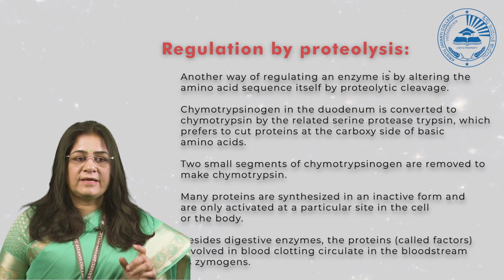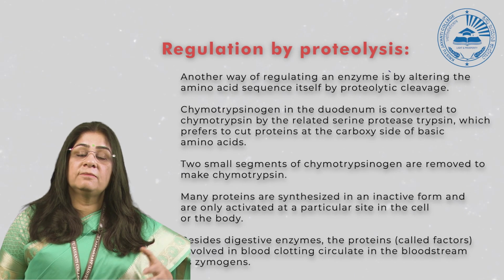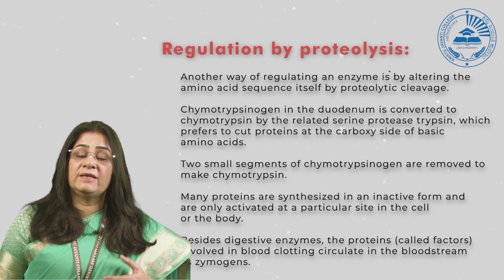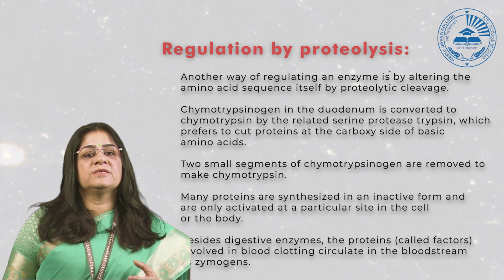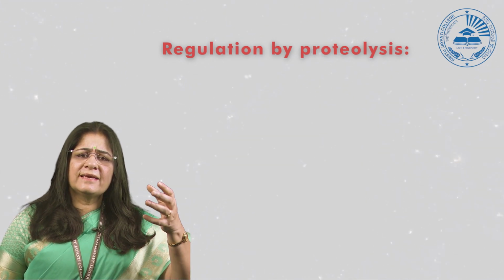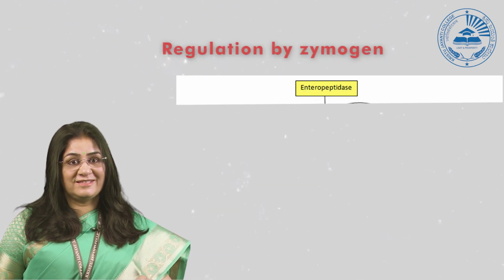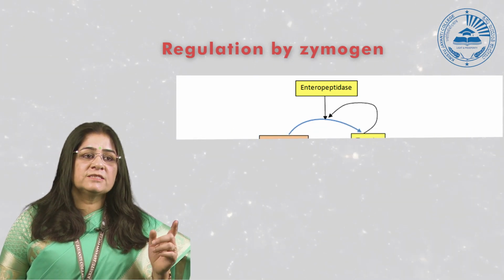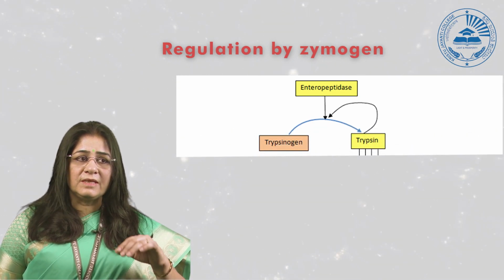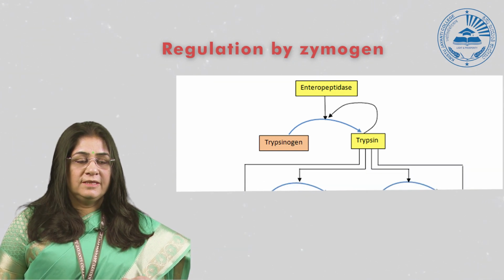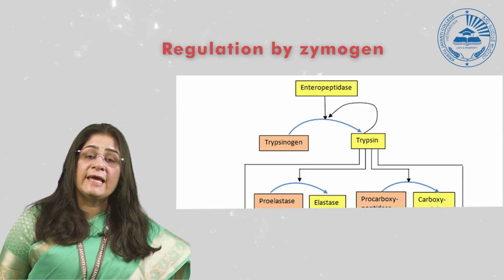The factors involved in blood clotting circulate in the bloodstream as zymogens, or in an inactive form. Only when necessity comes is the zymogen activated to the active factors. Here you can see that it is a cascade of reactions: one enzyme activates another, and that enzyme activates the next. You can see that enteropeptidase activates trypsinogen into trypsin. This trypsin itself activates chymotrypsinogen to chymotrypsin. The same trypsin activates prolipase to lipase.